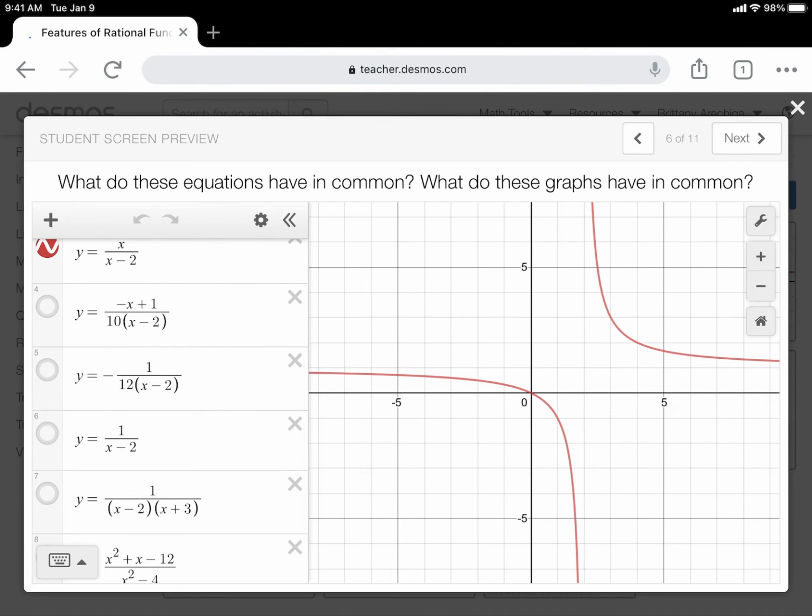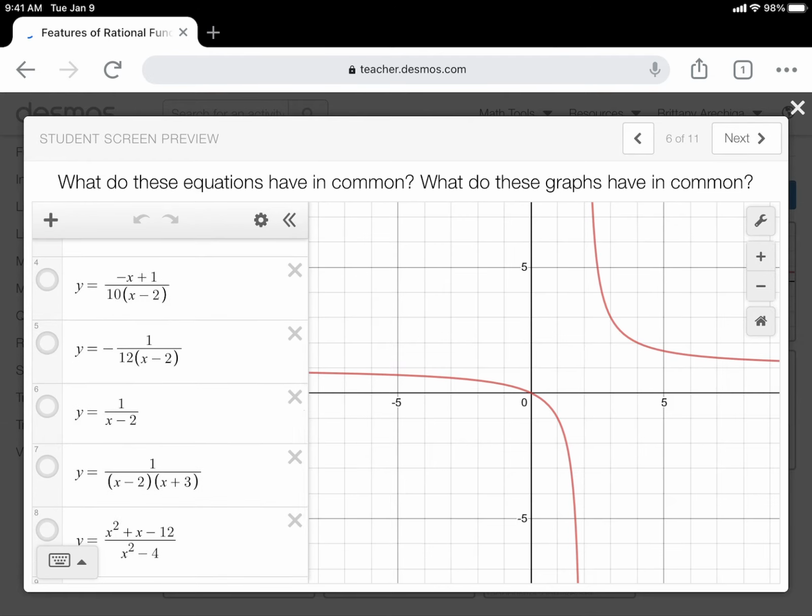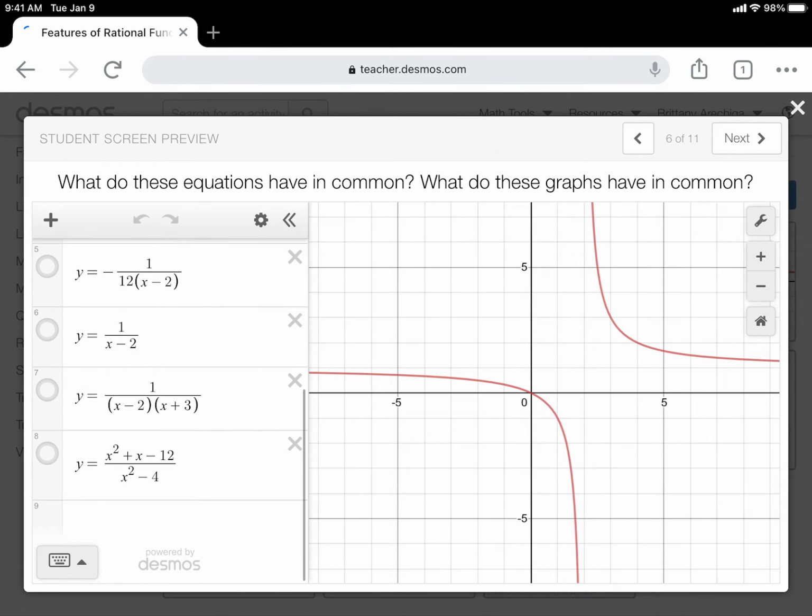Y equals x divided by x minus 2. Y equals negative x plus 1 divided by 10 x minus 2. Y equals negative 1 over 12 times x minus 2. Y equals 1 over x minus 2. Y equals 1 over x minus 2, x plus 3. Y equals x squared plus x minus 12, all divided by x squared minus 4.